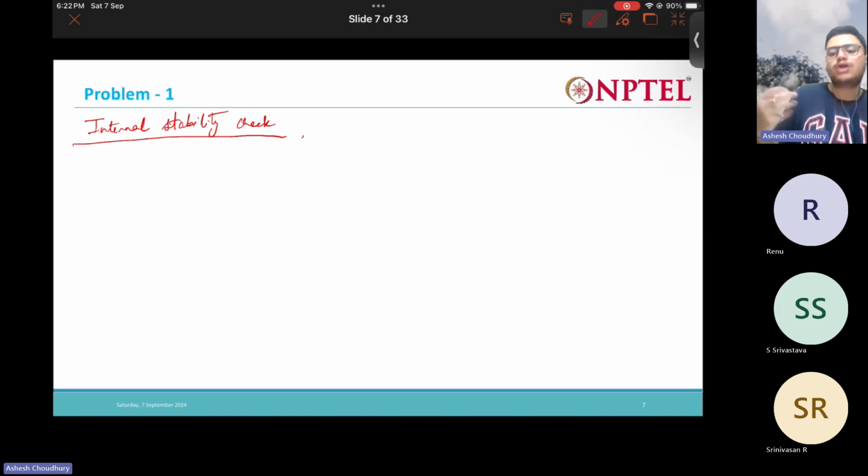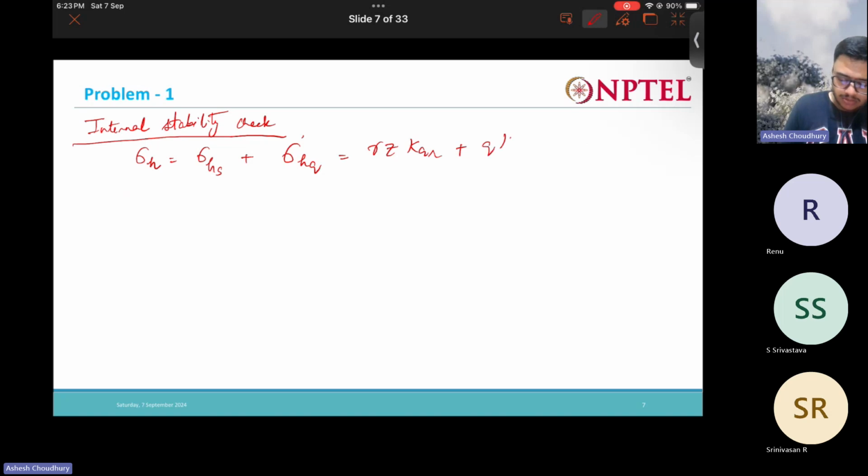So what is the total horizontal pressure that is coming? Gamma H from soil plus sigma H from Q, right? So sigma Z Ka R, for the reinforced soil, Ka R.